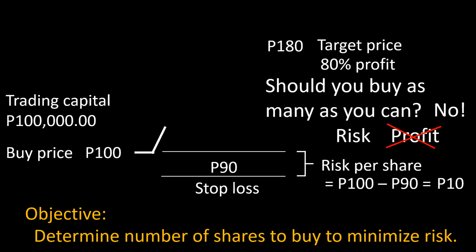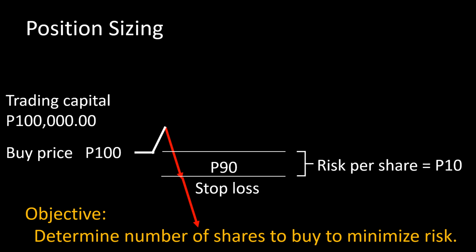That means if the price starts to move up but later falls below your buy price of 100 pesos, you will sell your stock if the price reaches 90 pesos and you lose 10 pesos only. You don't want to hold on to this stock beyond 90 pesos because it could fall even lower by more than 10 pesos and you lose more.